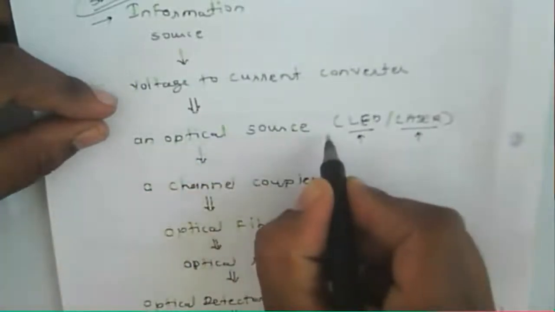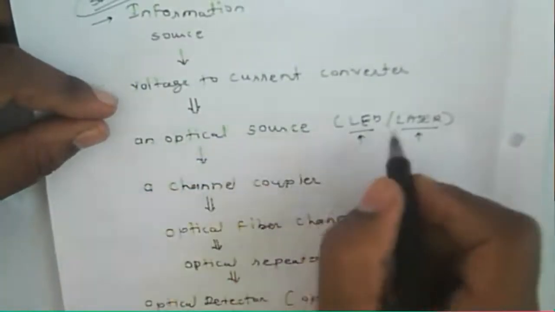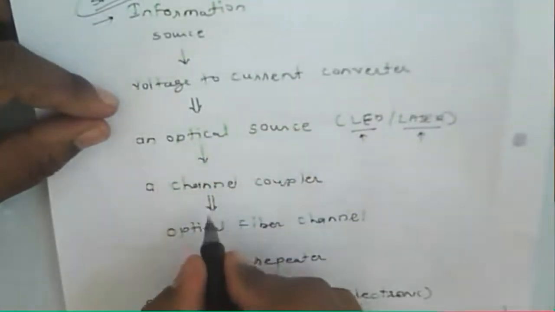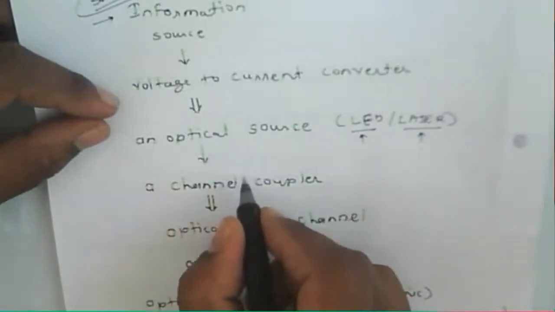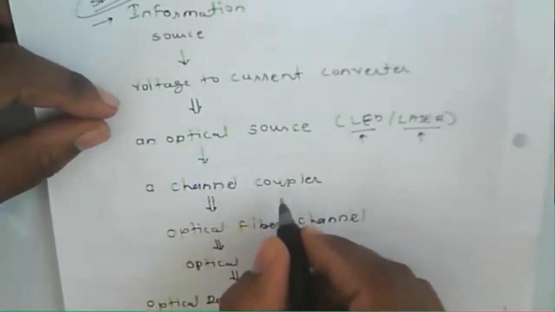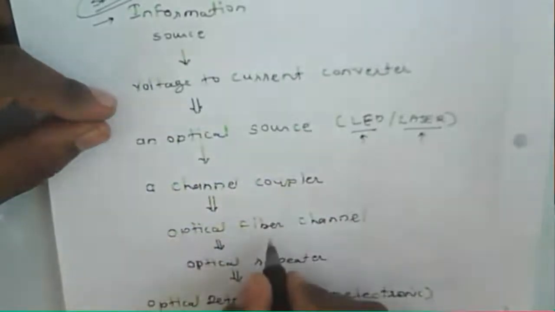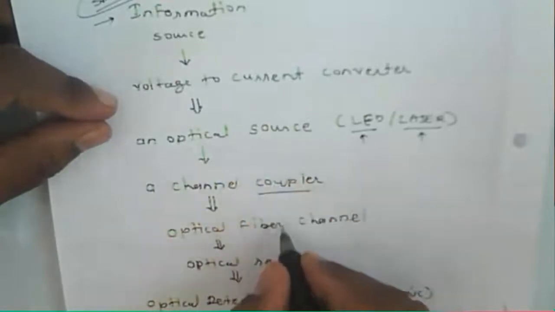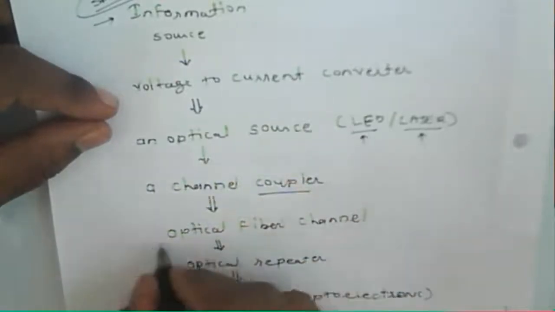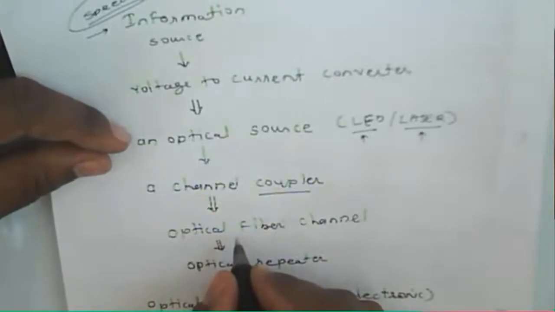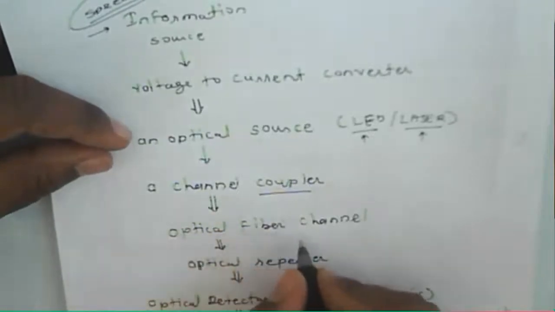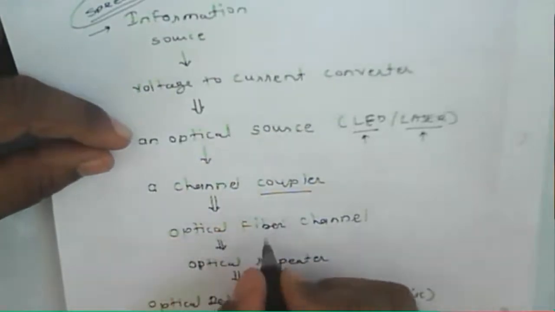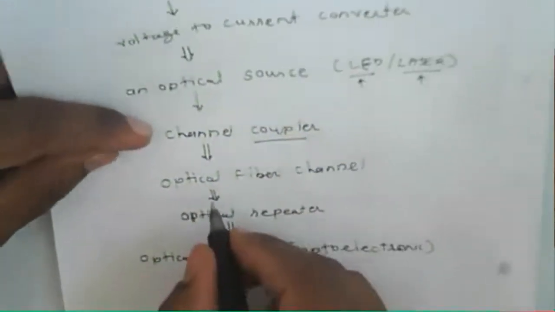So that we'll see here. That is about a source. It can be an LED or a laser. We say coherent source and non-coherent source, likewise. Then from the source we need a coupler. The coupler couples the signal into the fiber. From the source to the fiber, we require a coupler. It couples the power to the fiber, and then light propagates through the fiber.